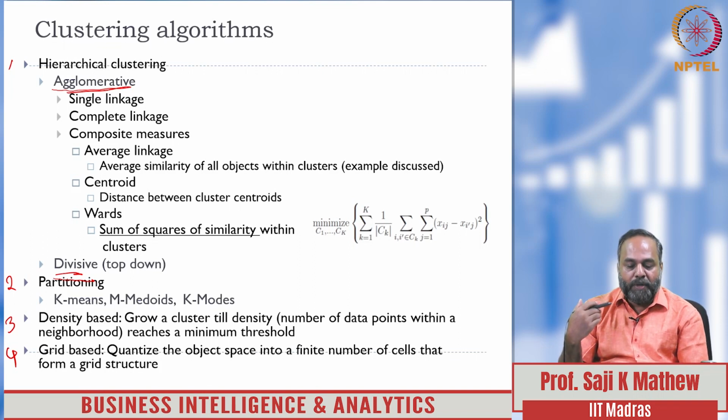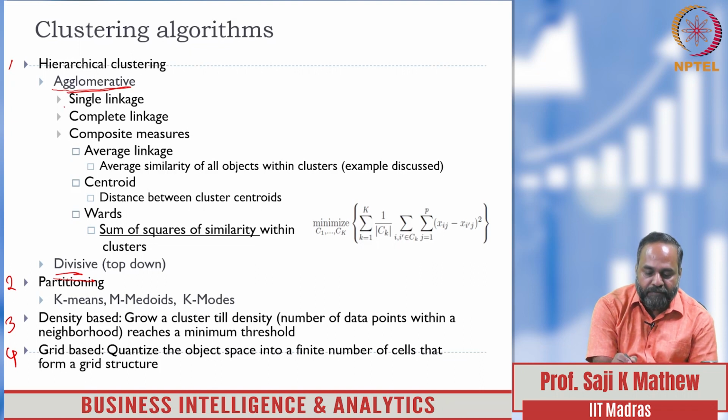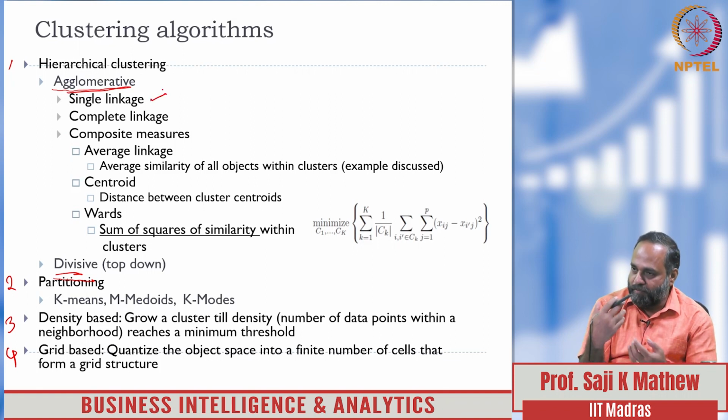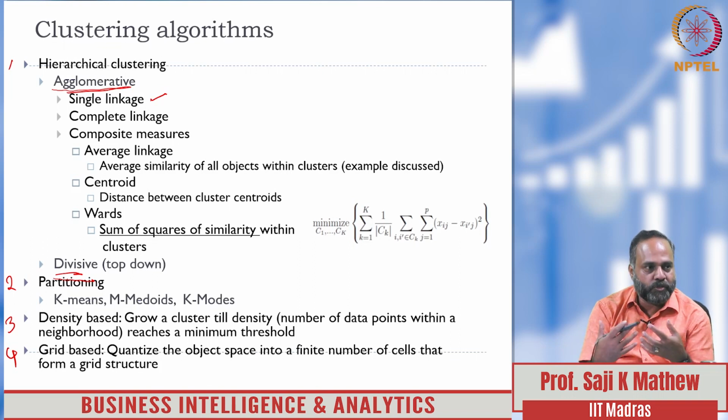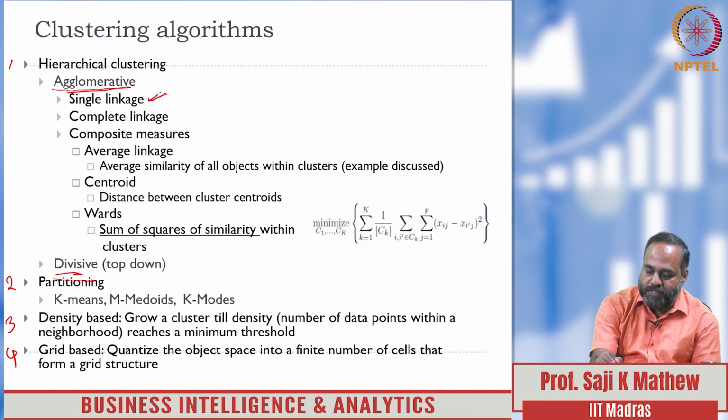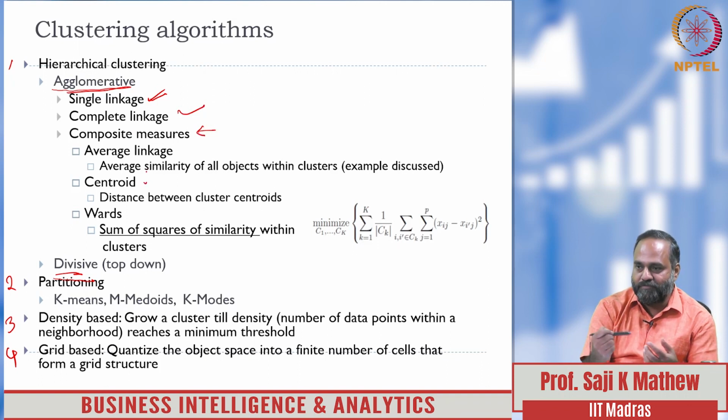Okay, agglomerative is a subcategory, and within agglomerative there are different methods. One is agglomerative with single linkage. In the process of building clusters, you know that you have to also calculate distance between clusters. So an agglomerative can use a single linkage or a complete linkage or composite measures. Centroid is one, where you average and then find the distance between clusters. That is a centroid method I just explained to you.